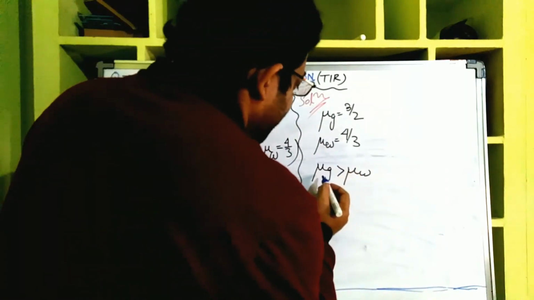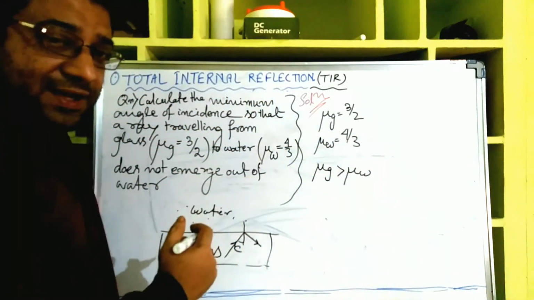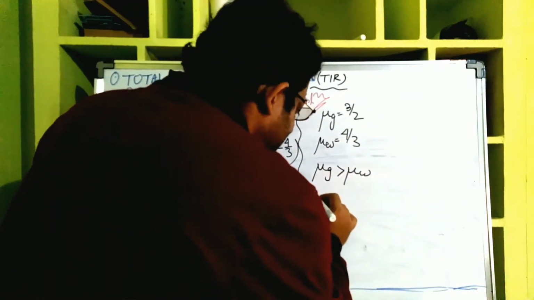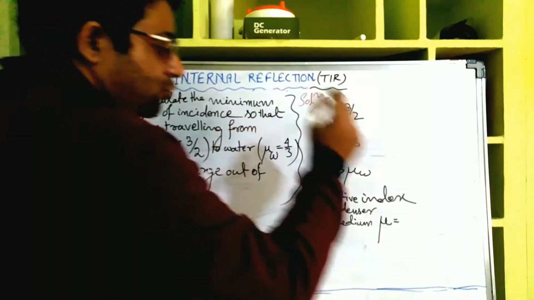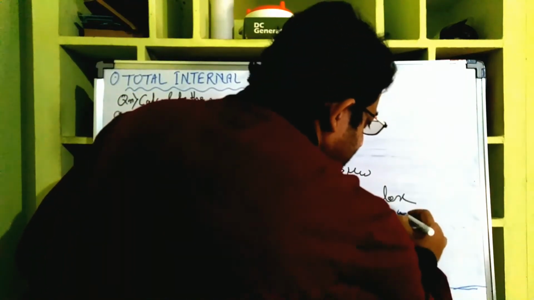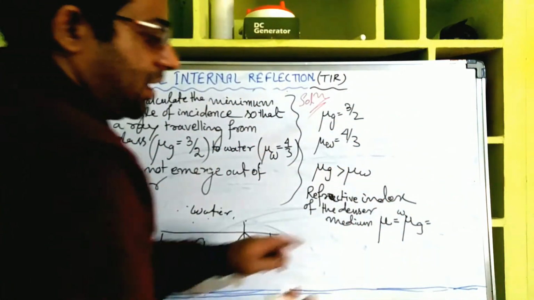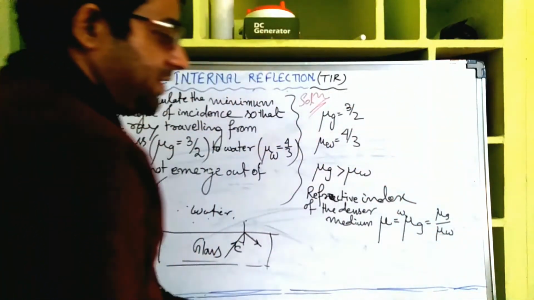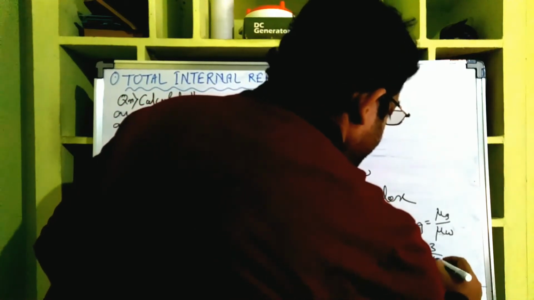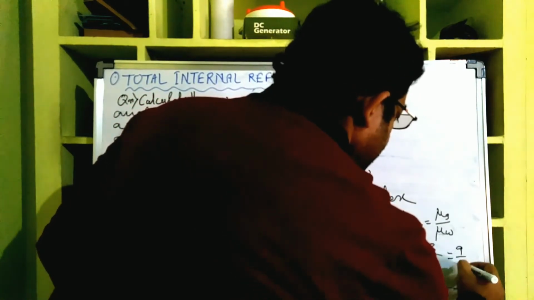Now see, refractive index of glass is more than refractive index of water. So what is the refractive index of the denser medium? Refractive index of the denser medium, mu, is equal to mu glass with respect to water. This is nothing but refractive index of glass divided by refractive index of water. And what is the refractive index of glass? 3 by 2 divided by 4 by 3. That's multiplied by 3 by 4, which is equal to 9 by 8.